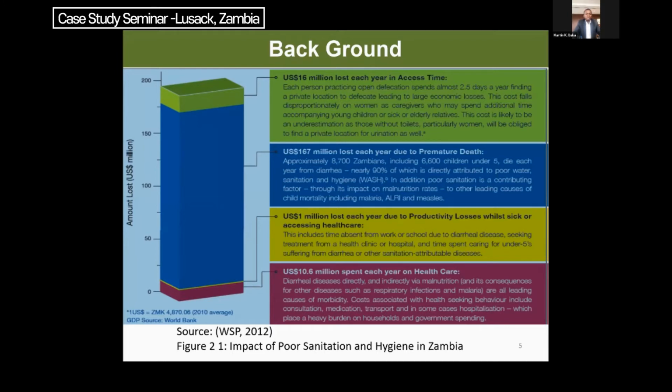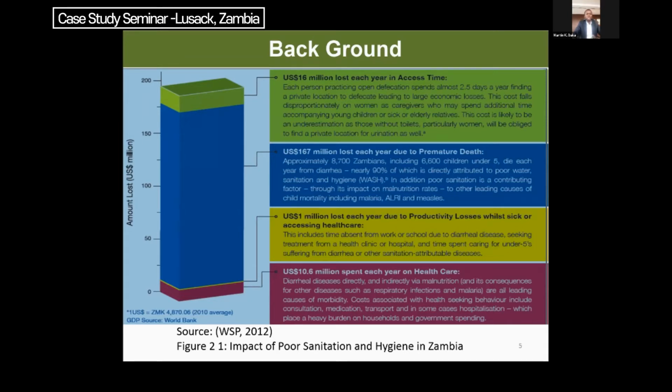These figures show the impact of poor sanitation and hygiene, where approximately 8,700 Zambians, including 6,600 children under 5, die each year from diarrhea. This gives us about $167 million lost each year to premature death, nearly 90% of which is directly attributed to poor water, sanitation and hygiene, that is, poor WASH. In addition, poor sanitation is a contributing factor through its impact on malnutrition rates. Other leading causes of child mortality include malaria, measles, and so on.